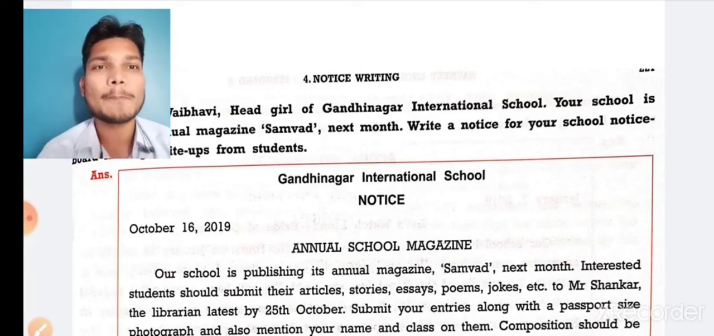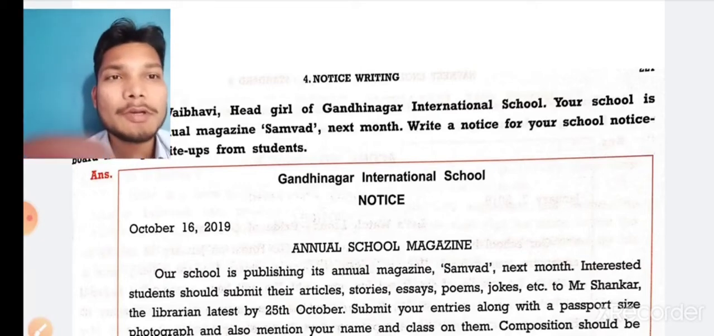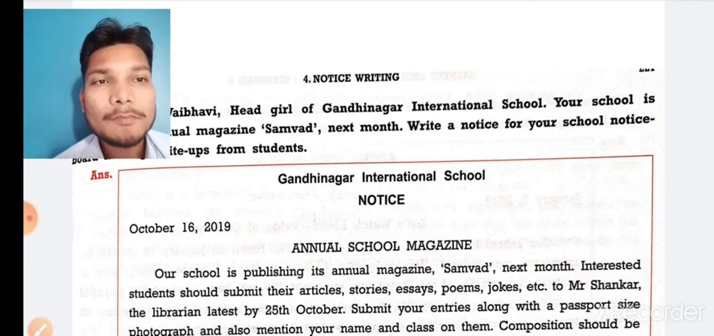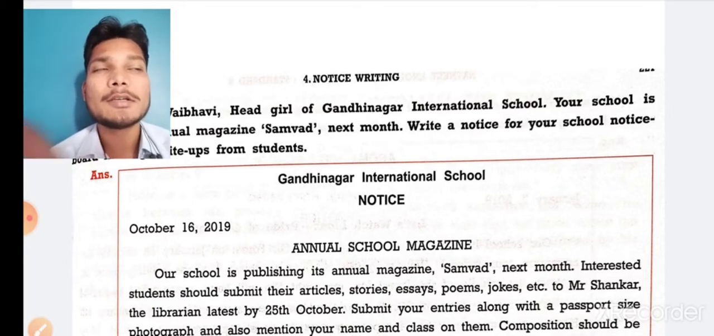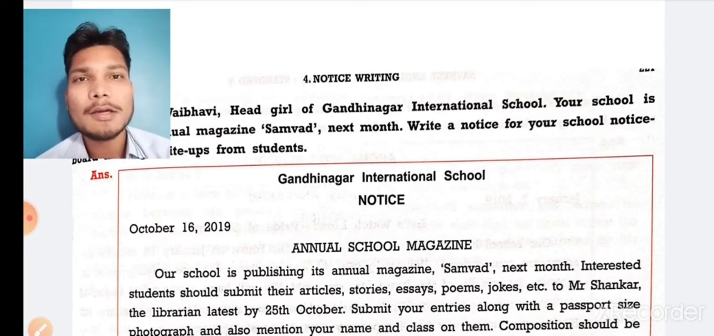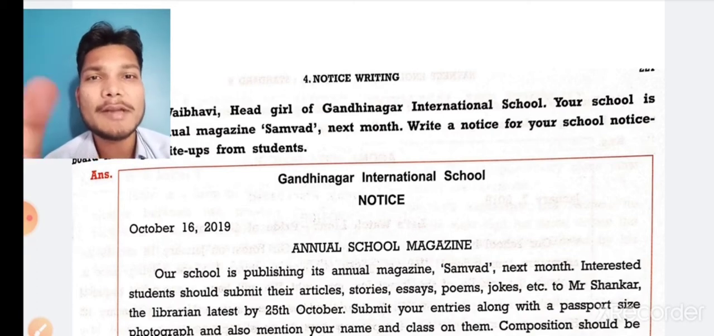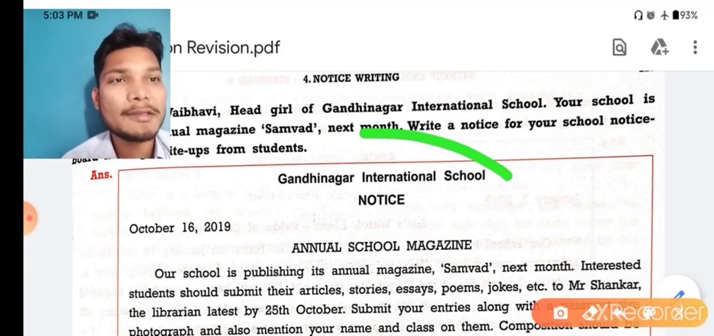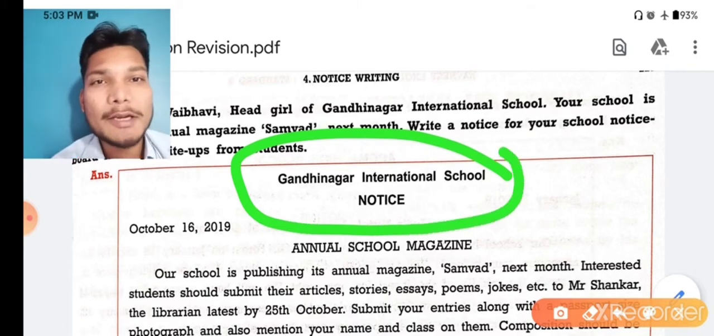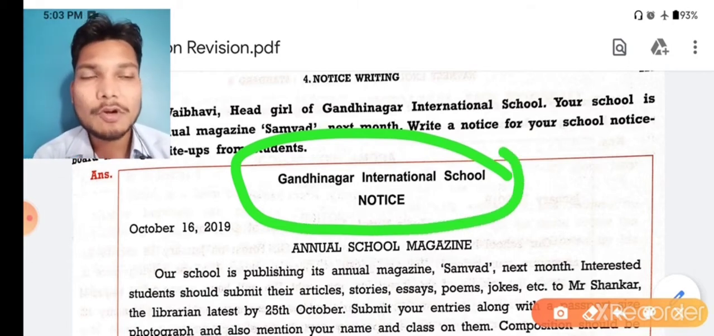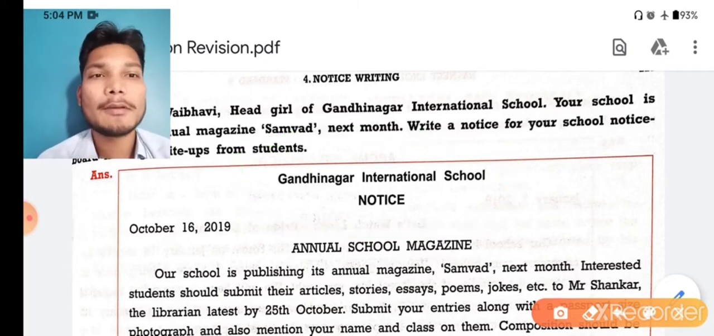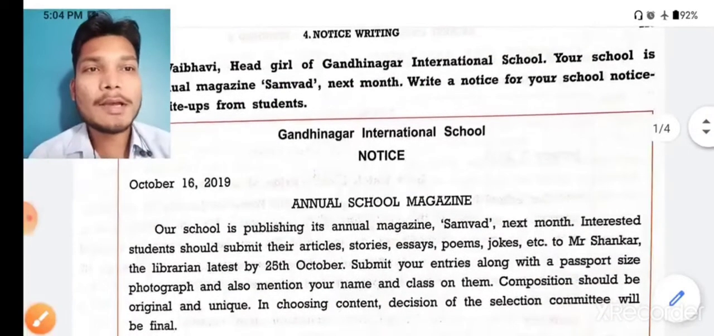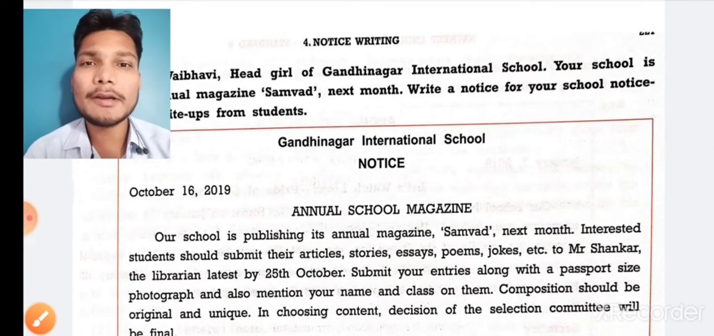So here it is given. First of all, the title. Title means the name of your school, the name of the institution, the name of the authority. If you are writing from any organization, you have to write it here where I am drawing it. So this is nothing but the title part, or you can say the name of the organization from which you are writing. Next thing, Gandhinagar International School, that has already been given to you.